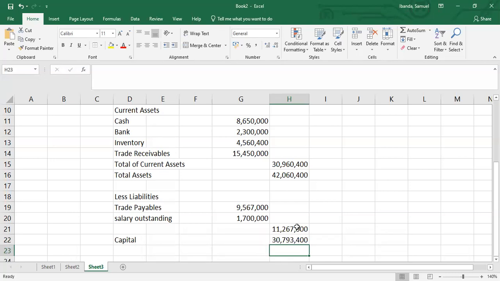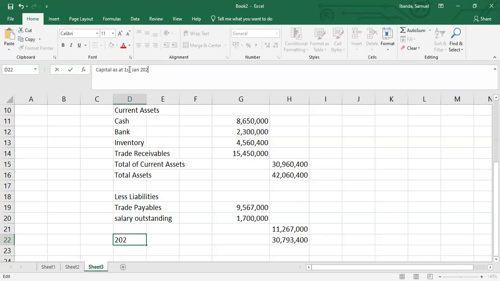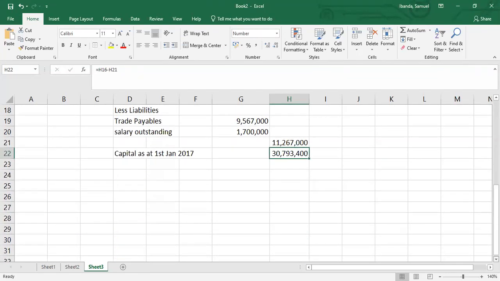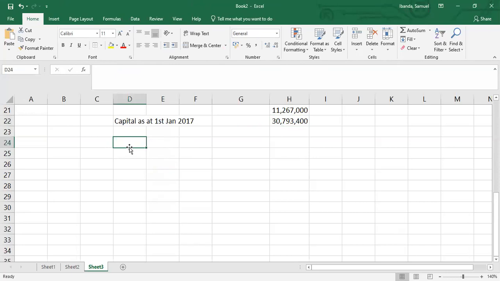To give me 30,793,400. So this is your capital, that capital as at 1st Jan 2017, okay? So this is what you needed to do to earn the 3 marks from the examiner, okay? Right there, that is what we needed to basically do. So we move to the next part of the question.